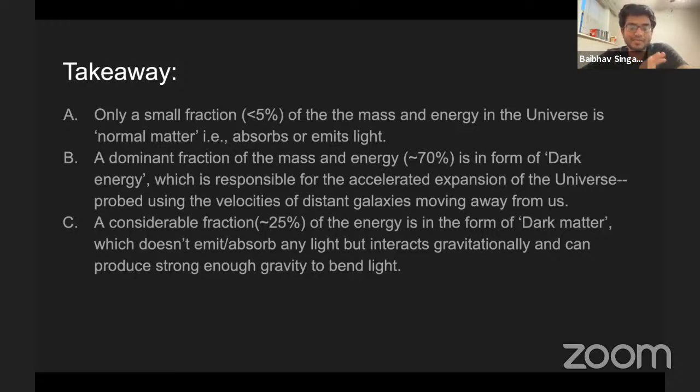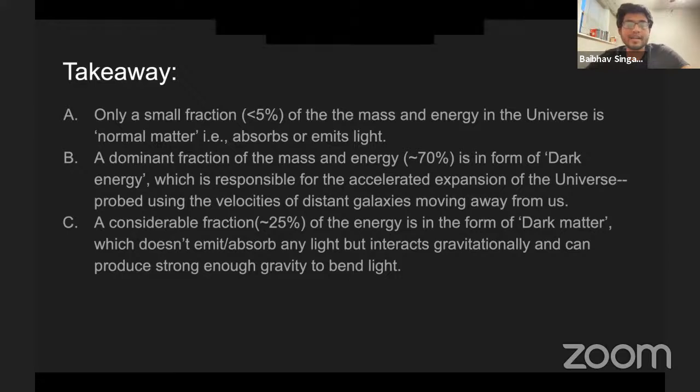So the key takeaways that I want you to remember is that only a very small fraction, even less than 5% of the mass and energy, is in terms of normal matter, meaning every element that you know, every atom that you know of, subatomic particles, everything has less than 5% of the mass and energy of the universe. A dominant fraction of mass and energy is in the form of dark energy, which is responsible for the accelerated expansion of the universe. And a considerable fraction, around 25% of the energy, is in the form of dark matter, which interacts gravitationally and doesn't emit or absorb any light, so as to say. So these are the three main components, and I will take questions now.